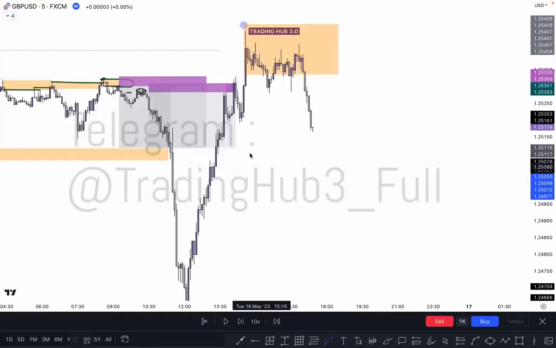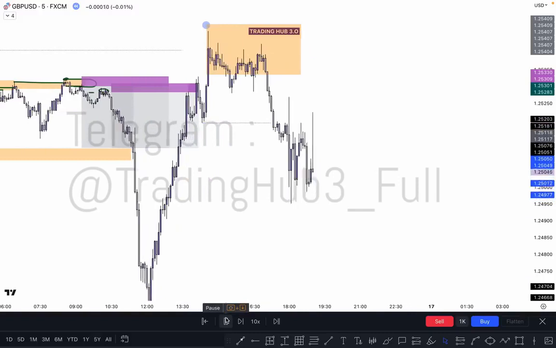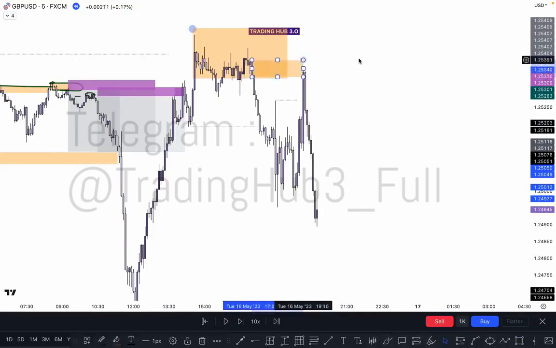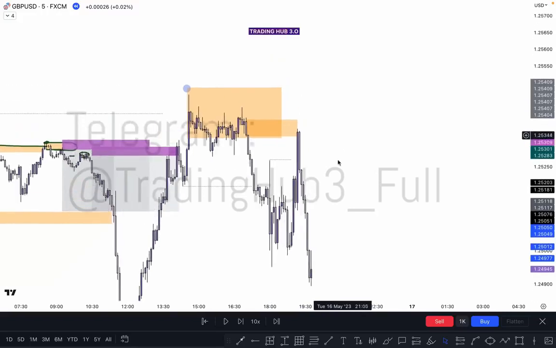Okay, so this is our CHoCH at this point, and after the CHoCH we are willing to sell here. You can simply take entry here, similarly: the inducement is taken out, and then we can sell at this point. This is your inducement after this CHoCH, and this is an unmitigated order block here. We can directly sell here.